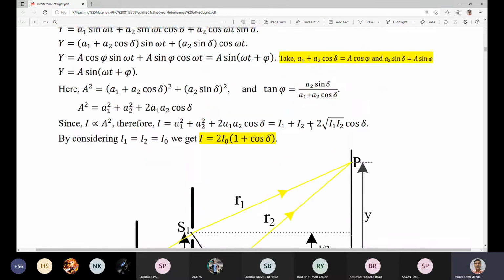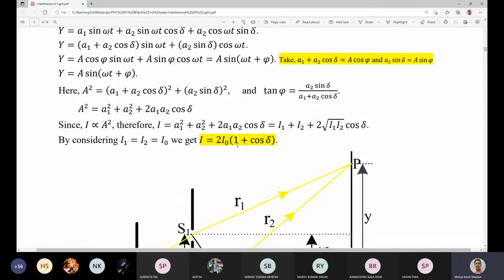This quantity will be maximum when cos delta is plus 1, and the intensity will be minimum when cos delta equals minus 1, because these are constant quantities and only this is a variable. So the maximum value of cos delta is plus 1 and the minimum value is minus 1.